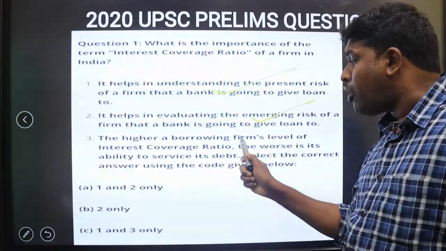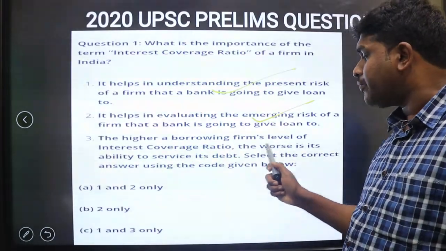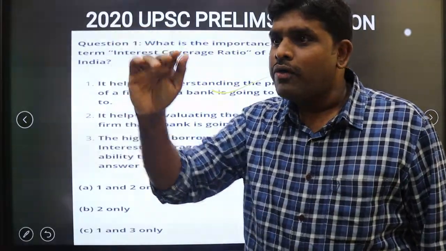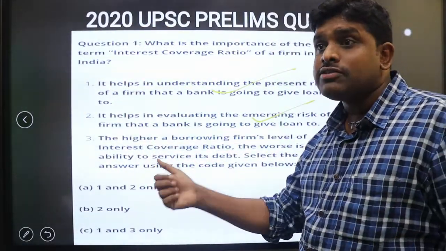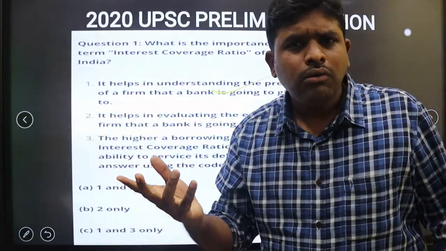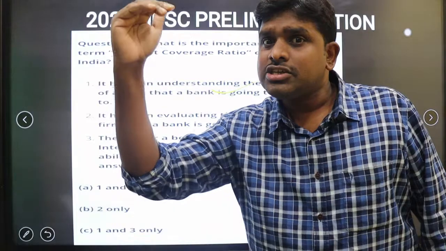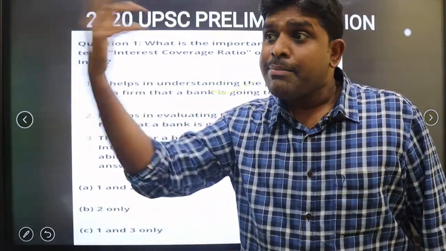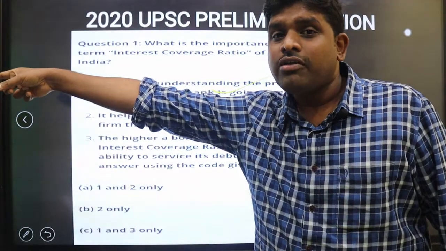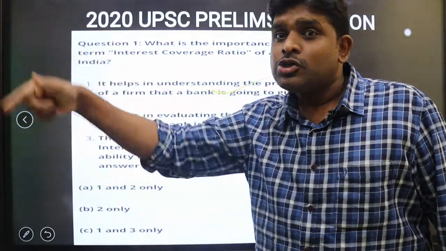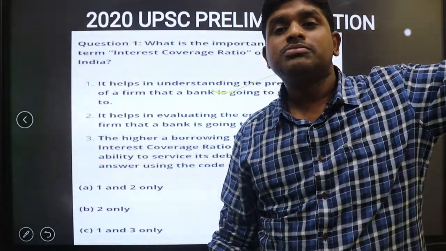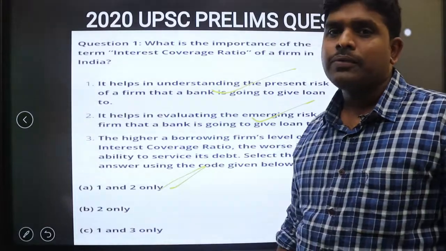Third: the higher a borrowing firm's interest coverage ratio, the worse its ability to service its debt. If the ratio is more, is its ability to pay back the loan worse? No. If the interest coverage ratio is more, its ability to pay back the loan will be more. According to the calculation, PBDIT divided by interest on loans, if the ratio is more, then their capacity to pay back the loan is more. So the answer is 1 and 2.